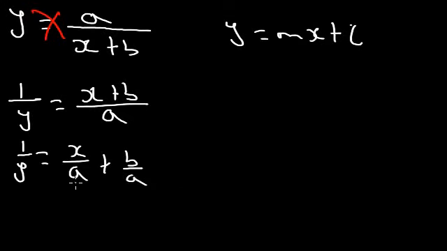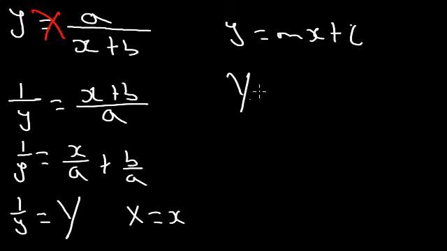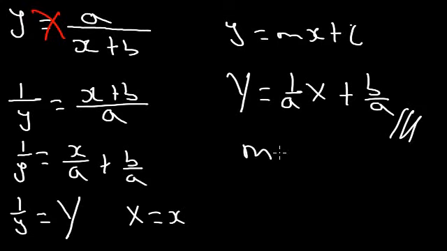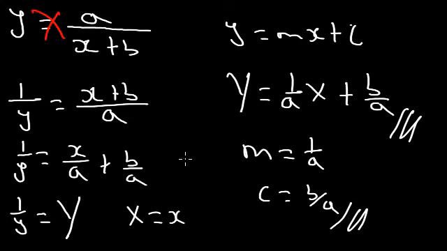So let's try to make some substitutions. So 1 over y, the reciprocal of the dependent variable, we can say will be equal to the bigger Y, and the uppercase X should be equal to the lowercase x. We are not replacing anything, let it be equal like that. So eventually it will now be Y equals 1 over a multiplied by uppercase X plus b over a. And this is our final answer. So the gradient will be 1 over a, and the intercept will be b over a. And that's it. I hope you got that.